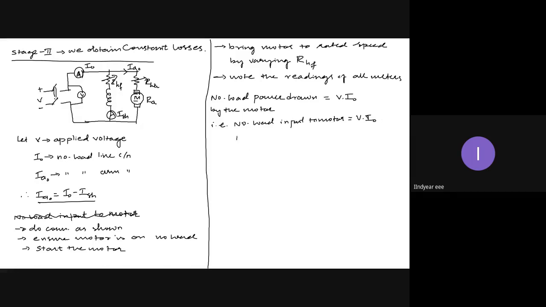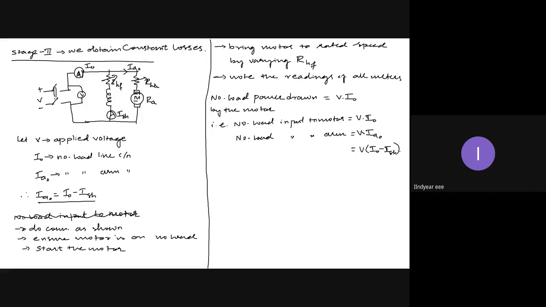Then the no load input to the armature is equal to V into IA0. See, this is not the power developed, it is V into IA0. Power developed by the armature is EB into IA0. Okay, so don't get confused. V into IA0 is the armature input, and EB into IA0 is the armature output. The armature output is mechanical, the armature input is electrical. So V into IA0, or I can write this as V into I0 minus ISH.